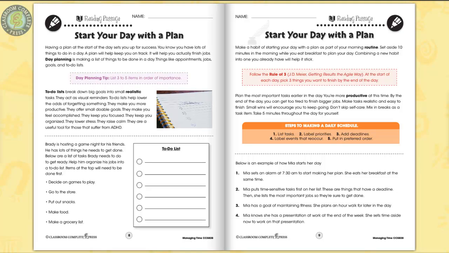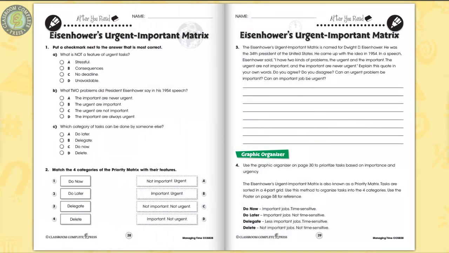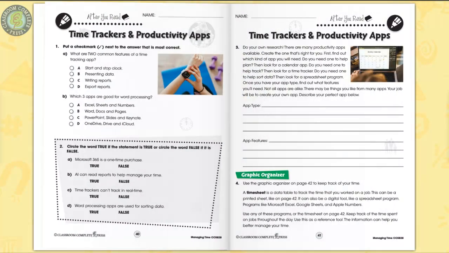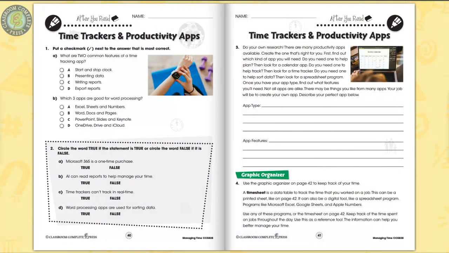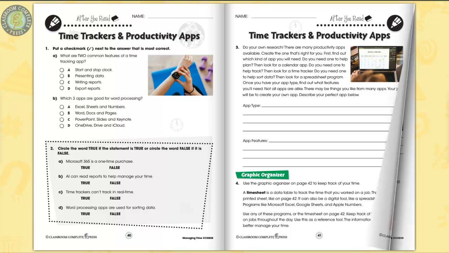Start your day with a plan by creating to-do lists and following our helpful tips. The After You Read sections include short and long questions for comprehension, followed by a graphic organizer. Learn how time trackers and productivity apps can help you become more efficient.